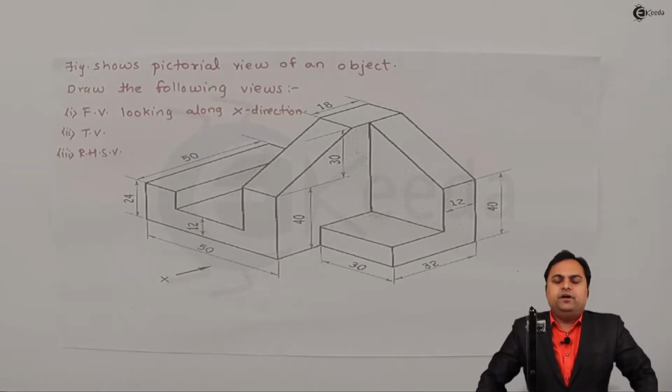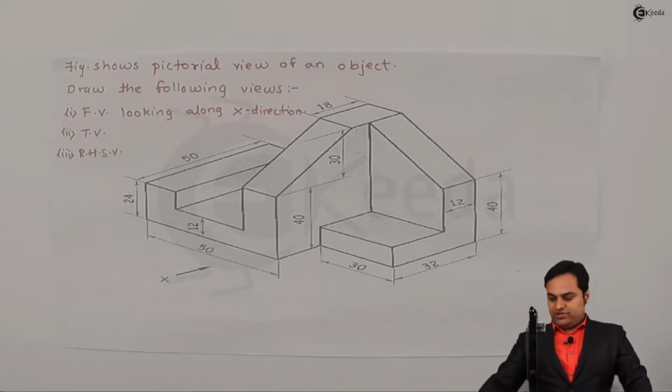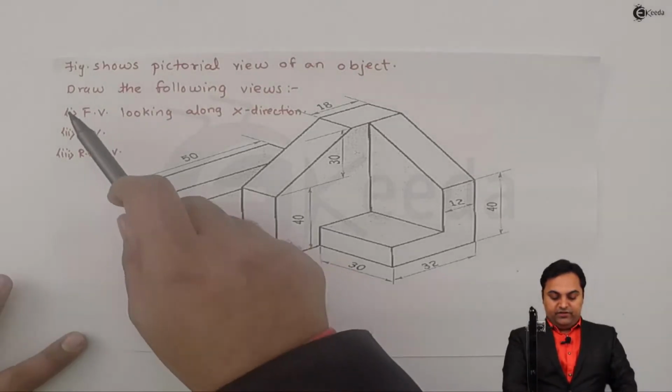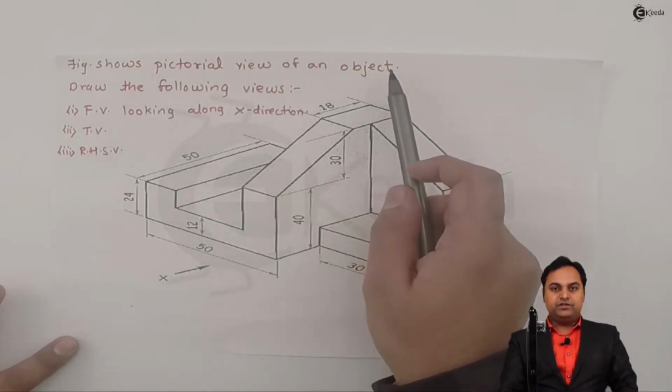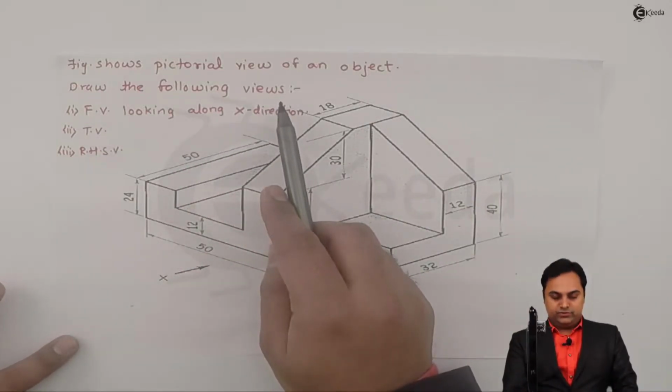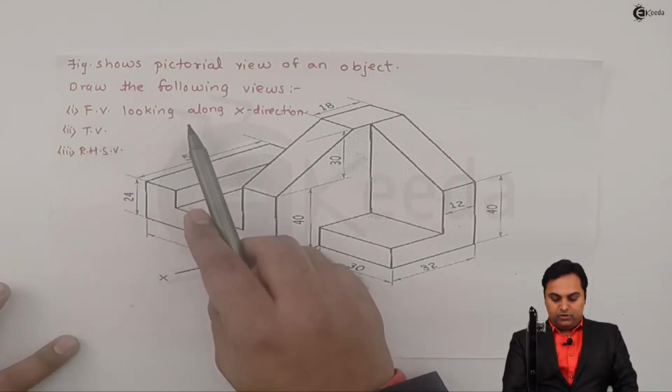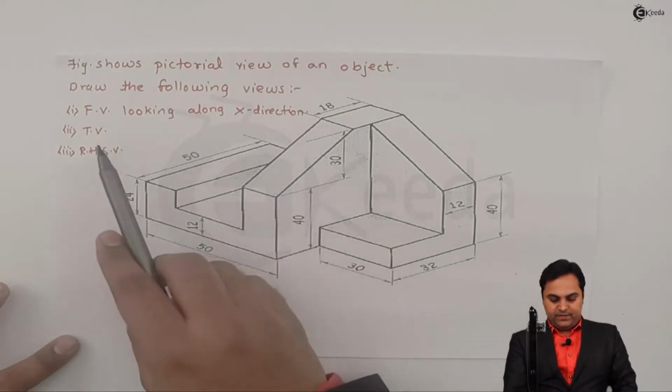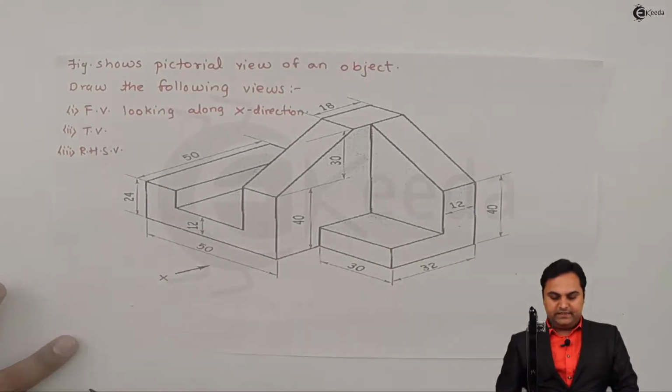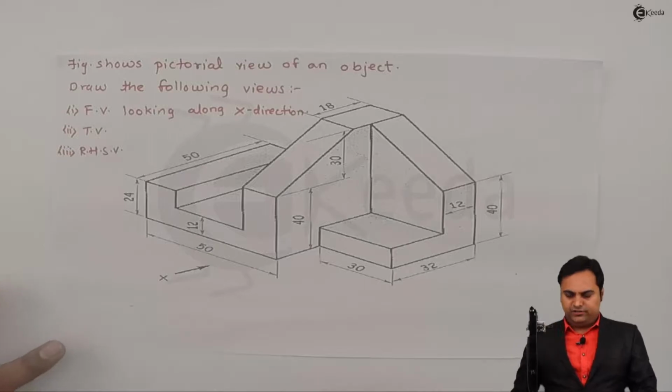In this video we are going to see a problem on orthographic projections. For that, here we have a question. It is given that the figure shows a pictorial view of an object. Draw the following views: front view, looking along direction X, top view, and right hand side view. So this is the question in front of us.